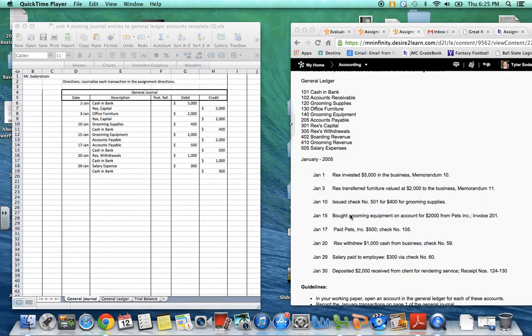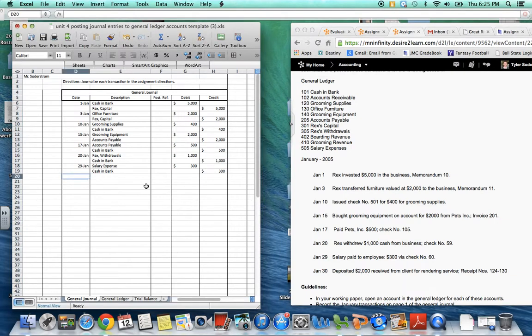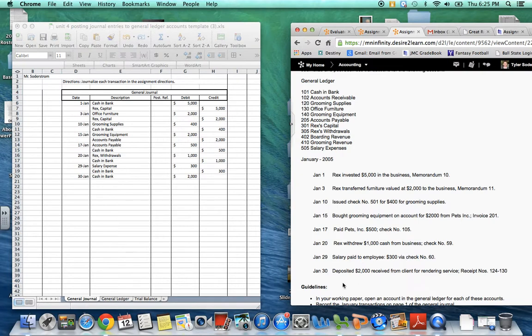And now for our last transaction is on January 30th. On January 30th, we deposited $2,000 that we received from a client for rendering service. So since I'm depositing cash, I know that's going to be increasing my cash account. So it's going to be a debit to cash in bank. What the credit is here isn't 100% clear. It really should be worded a little bit better here to make it clear why we received this money.